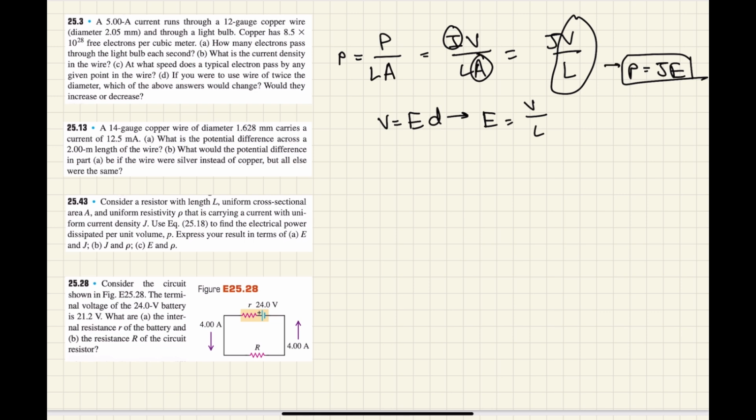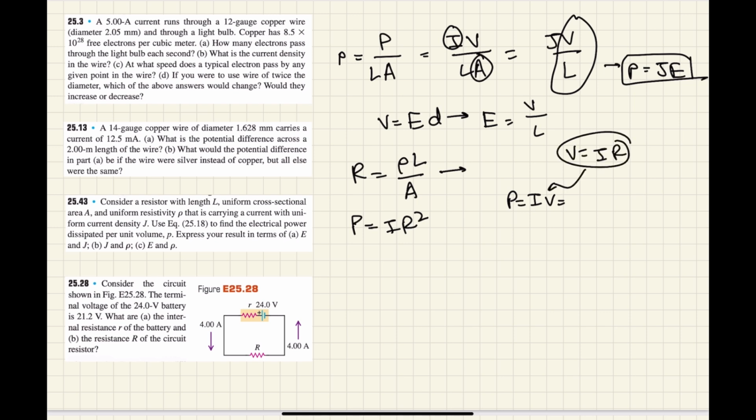For part B, it says in terms of J and rho. Well, we know that R is equal to rho L over A, which means that we can use the other form of power. Instead of IV, we can use power is equal to I squared R. I only mentioned IV in the content review, so now would be a good time to point out that's not the only form. So you can plug in Ohm's law, V is equal to IR, into this for V. And so you get P is equal to I times IR, so it's equal to I squared R.